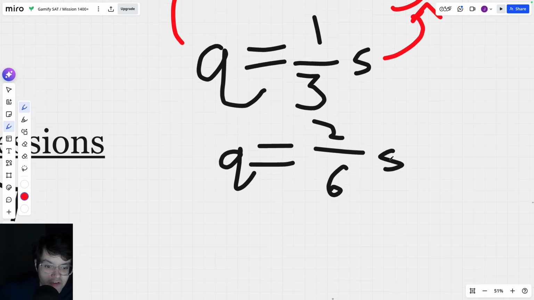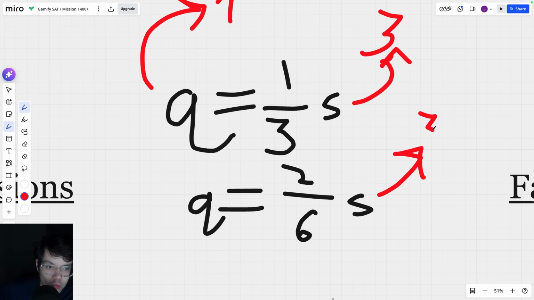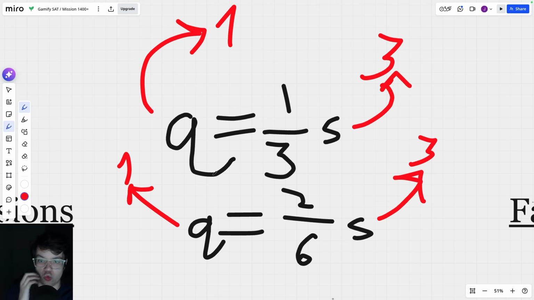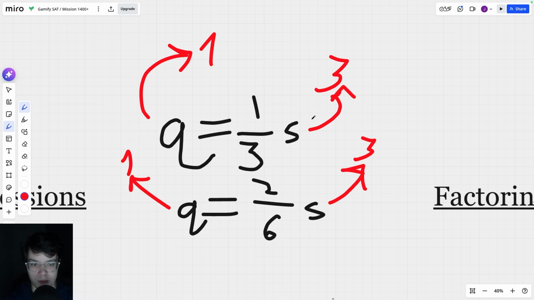In this case, if S is still equal to 3, Q would still be equal to 1. It's the exact same thing, it's just another way of writing this to start out with. And it doesn't matter what value we choose. If we chose, instead of 3, I don't know, 6, it would work the exact same way.